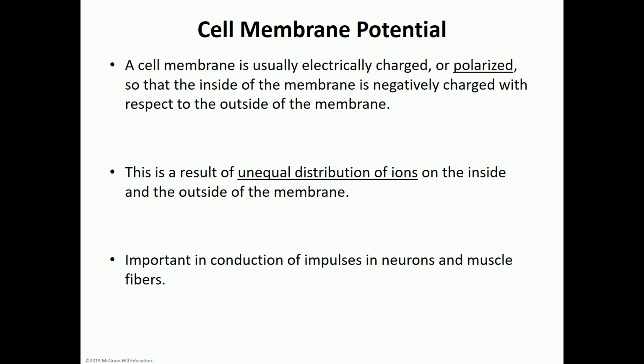And that is due to the unequal distribution of ions. So we have sodium, potassium, chloride, bicarbonate. There are also proteins that are involved. Some of these are positively charged. Others are negatively charged. They are not equally distributed, but the way they are actually distributed leads to the inside of the cell being negative and the outside of the cell being positive. Again, just like a battery where we have a positive pole and a negative pole. That fact is extremely important for the propagation or the conduction of the impulse on the neuron, and it's also extremely important for muscle contraction.